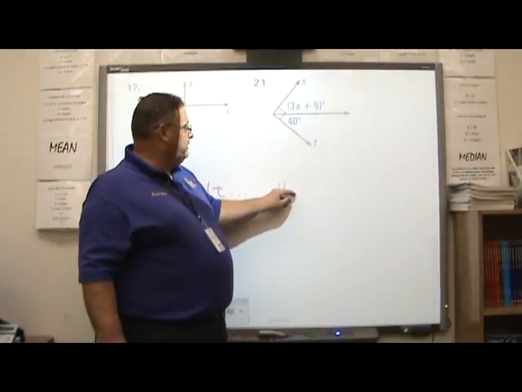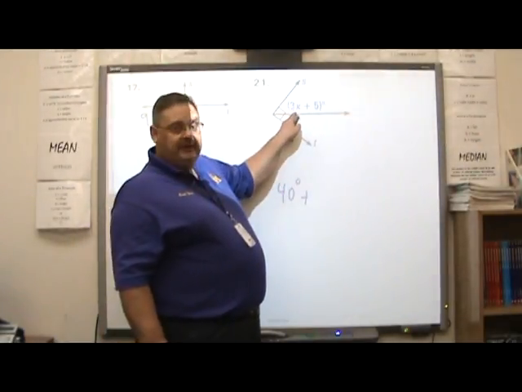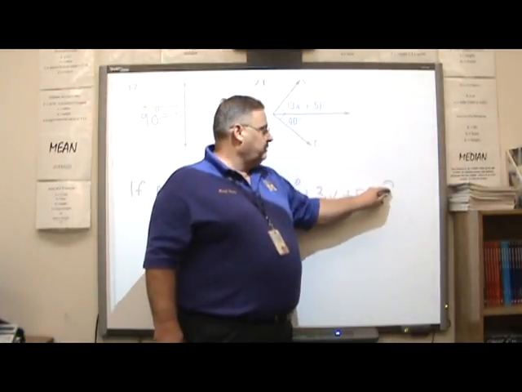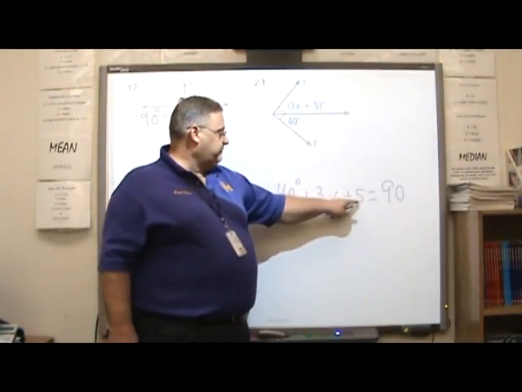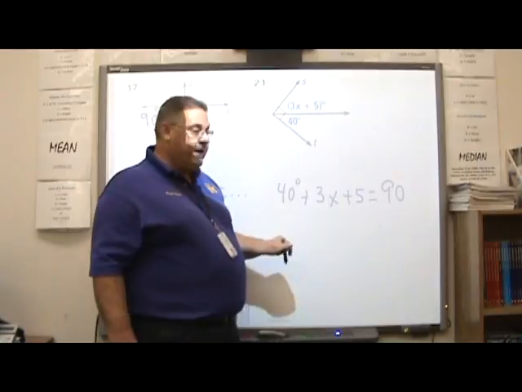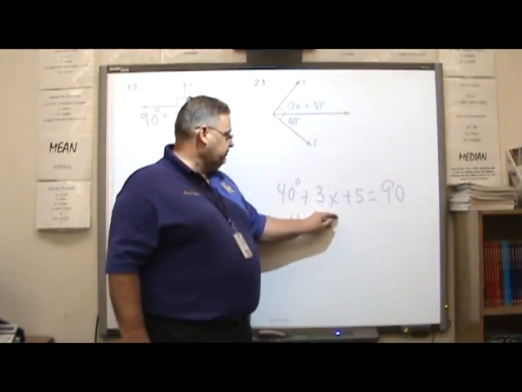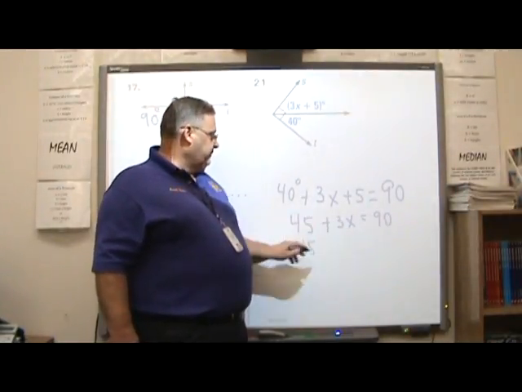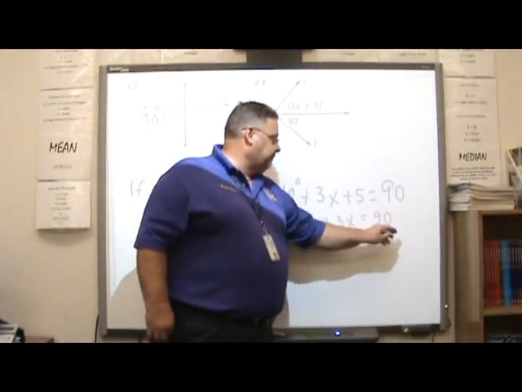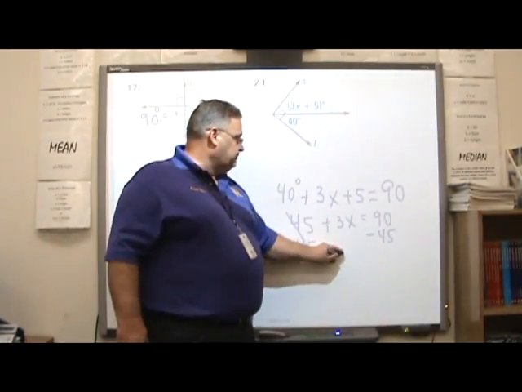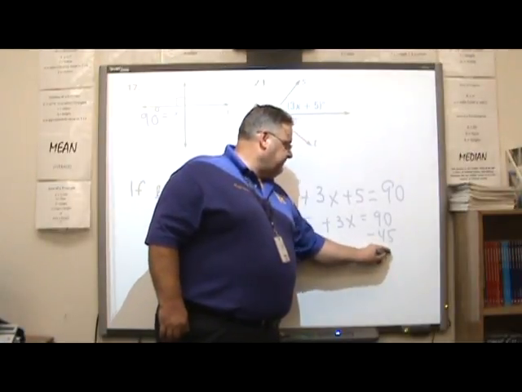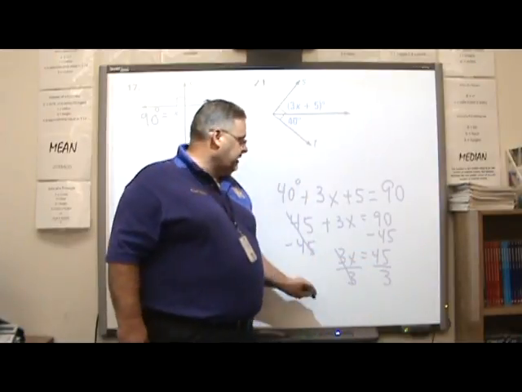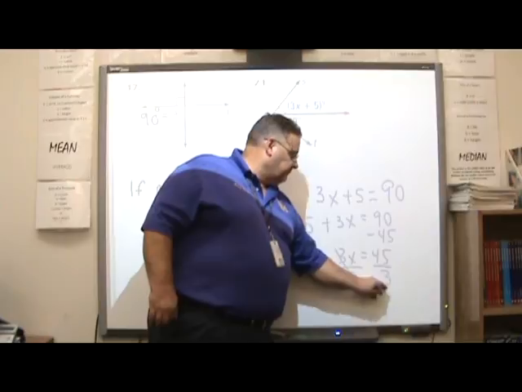So I know that 40 plus this quantity, 3x plus 5, must equal 90 degrees, and 40 plus 5 is 45, plus 3x equals 90. Now I'm going to start isolating the variables. So I subtract 45 from both sides. What I do to one side to move it, I have to do to the other. So 3x equals 45, and the opposite of multiplying is to divide, to separate this. What I do to one side, I do to the other, and x would equal 15. Okay.